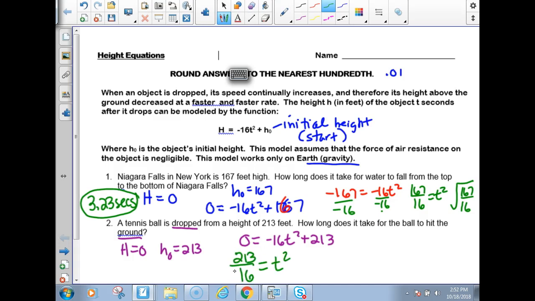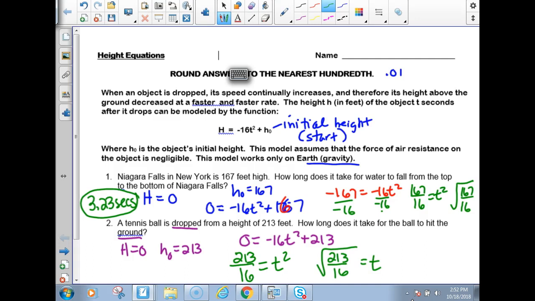Now, I just jumped right to the positive answer because we know it's negative. We're going to subtract and divide by a negative, and we'll get a positive. So we need to take the square root of 213 divided by 16. Okay, please do so.